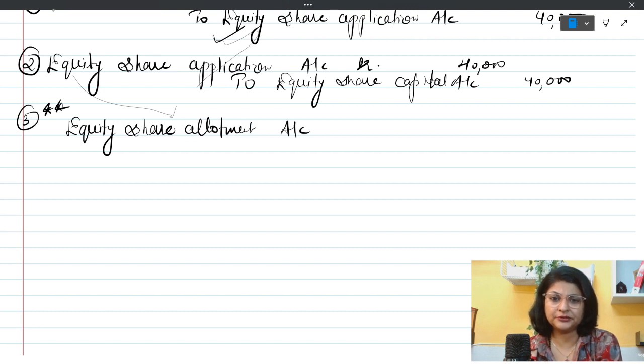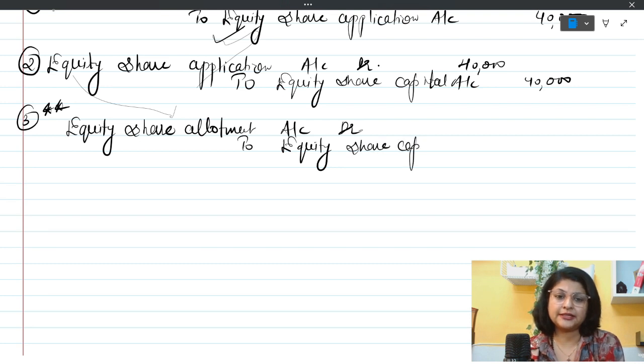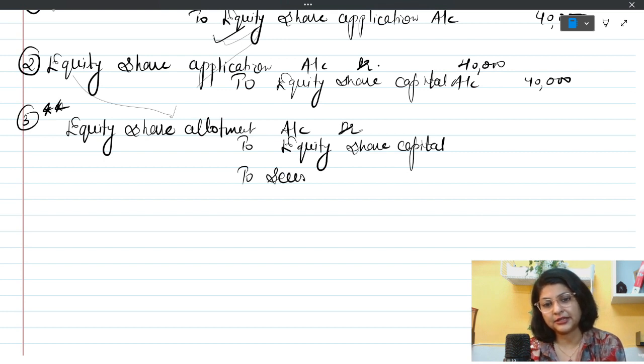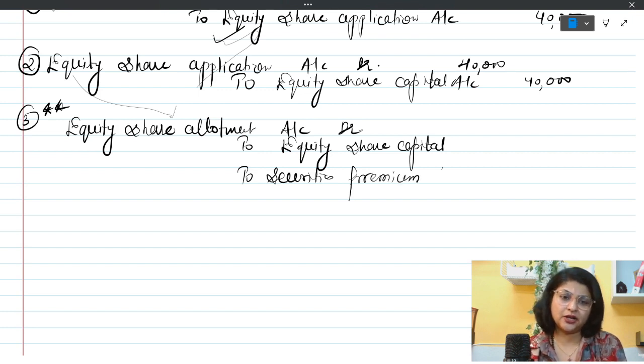account debit to equity share capital. And one additional thing is going to come over here, which is known as security premium. Why? Because an additional 10 rupees is taken from the public. So this account is known as securities premium. Security premium was 10 rupees, 10 rupees multiplied by 1000.